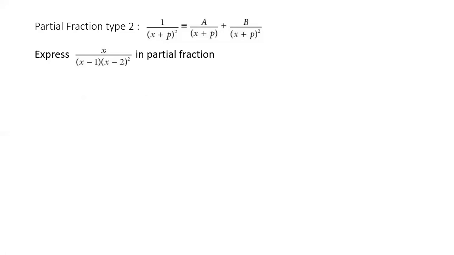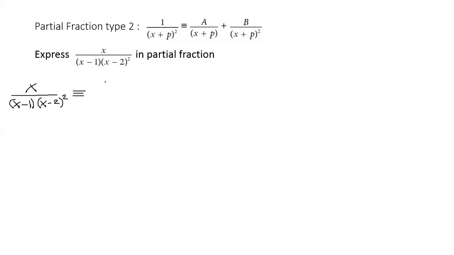We are going to find the partial fractions of this expression, x over (x minus 1) times (x minus 2) squared. x over (x minus 1) times (x minus 2) squared is identical to, okay, to find the partial fractions of this expression, a little bit different from the previous problem.